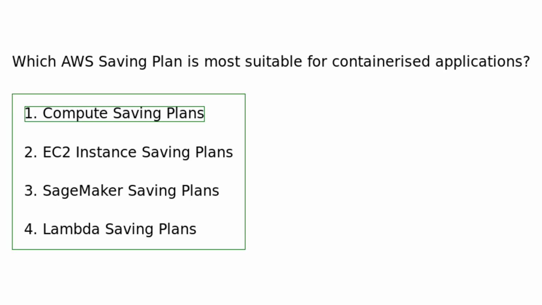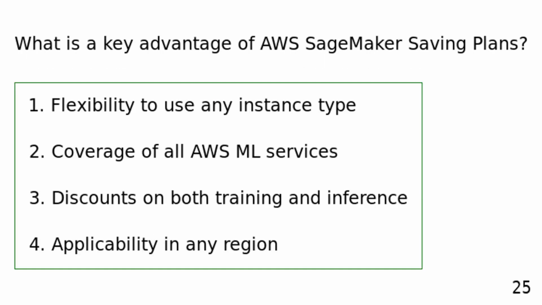Compute saving plans are most suitable for containerized applications as they cover ECS and EKS services, providing flexibility for container deployments. What is a key advantage of AWS SageMaker saving plans?